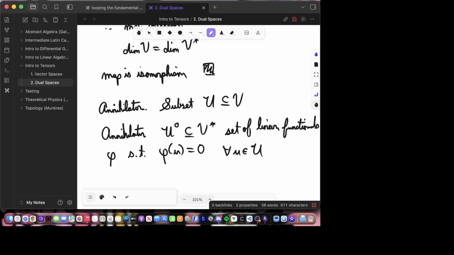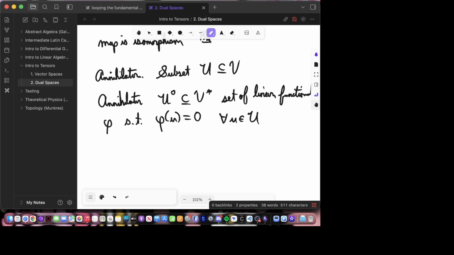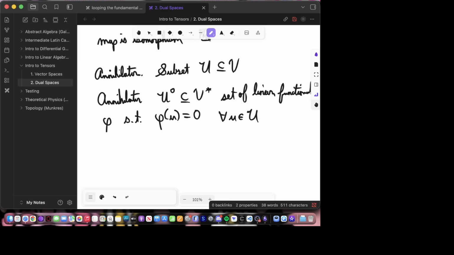So eventually, later in this series, we'll discuss dual vectors by a different name. We'll call them covariant. But for now, we'll just call them dual vectors.